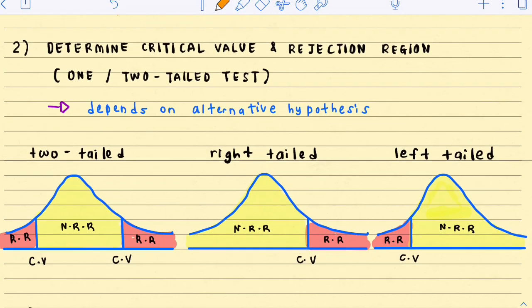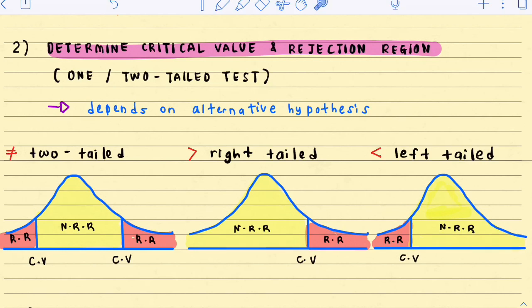Okay, second step is determine critical value and rejection region. So whether you are using 1 or 2 tail test, it depends on the alternative hypothesis. So when you have the symbol of not equal value, then you have 2 tail test. When you have more than symbol, you will have right tail test. And the last one, when you have less than symbol, you will have left tail test. Okay, let's look at one by one.